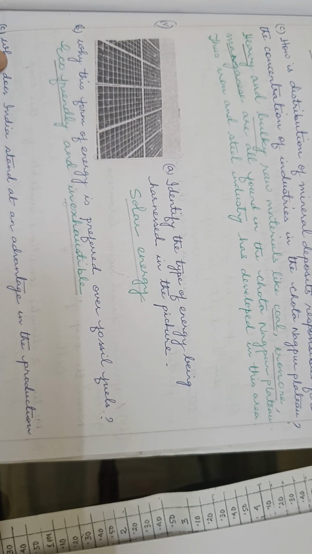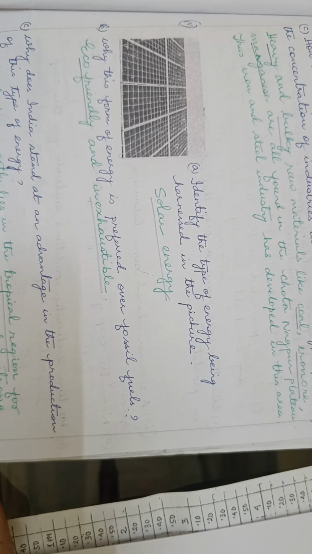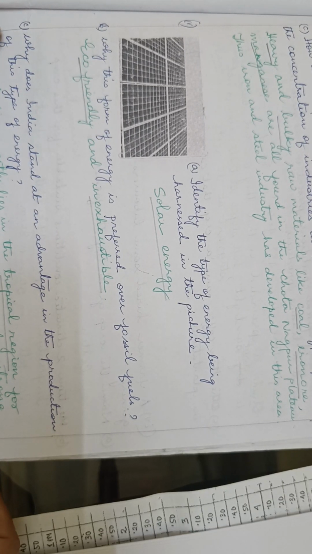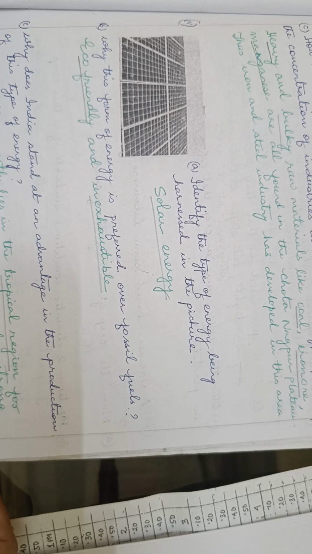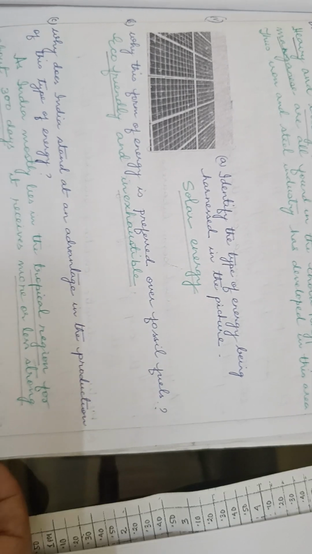Now, Roman number 4, again we have a picture. The energy that is harnessed here is solar energy. This energy is very much preferred over fossil fuels. Number 1, eco-friendly, and number 2, inexhaustible.